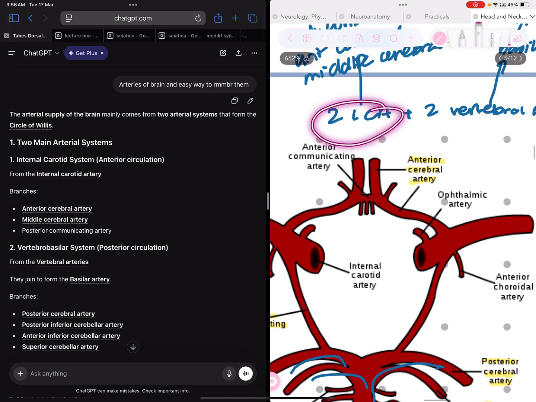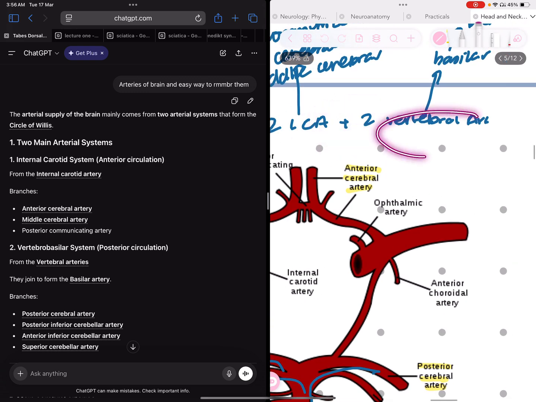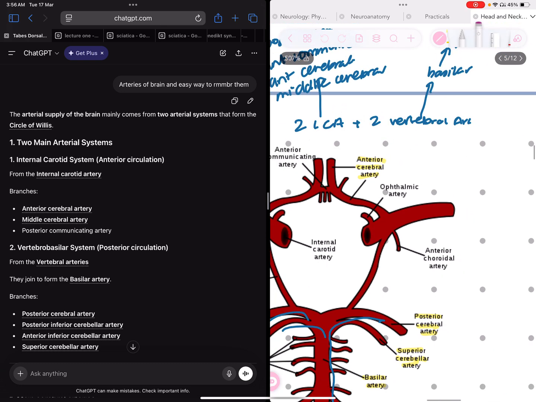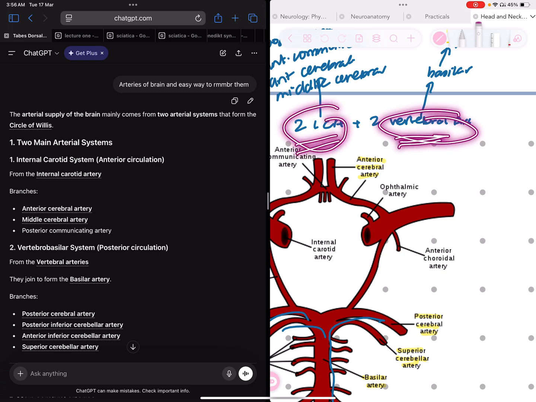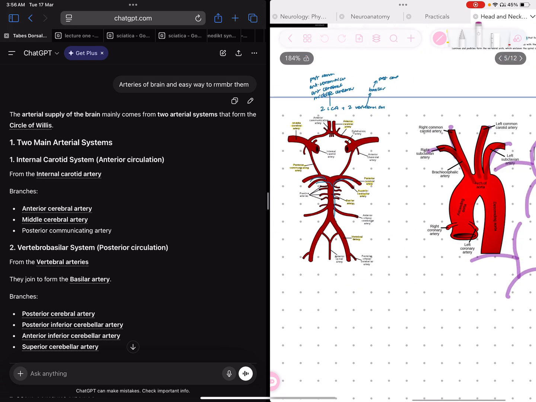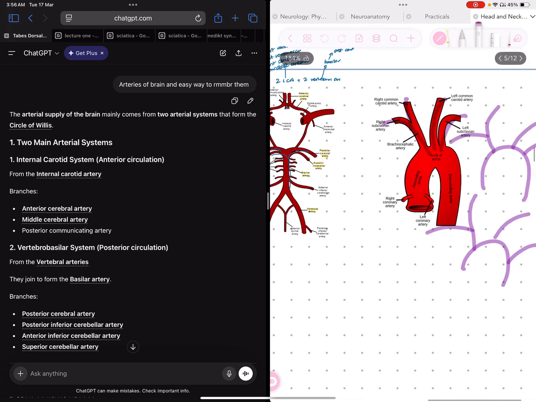you should be familiar with the internal carotid artery and the vertebral basilar system. So you have the internal carotid artery system, and then you have the vertebral basilar system. So basically, you have two internal carotid arteries and two vertebral arteries supplying your entire brain, and they basically form a circle of Willis exactly where? In the base of the brain.